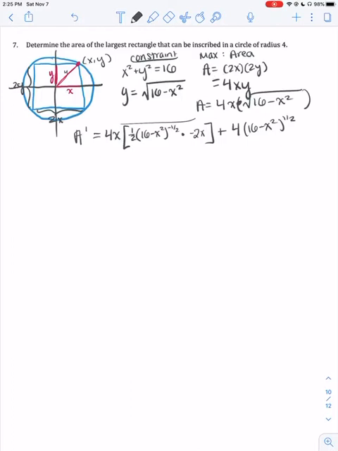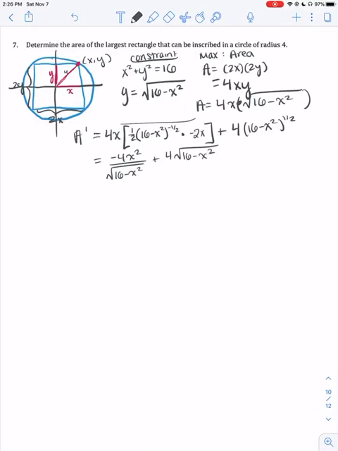Okay, and so then you want to simplify this as much as you can. And so we have 4x times negative 2x would be negative 8x squared, but then times 1/2. So that's negative 4x squared. And then I'm going to move my square root of 16 minus x squared to the denominator. And then I have my plus 4 square root of 16 minus x squared.